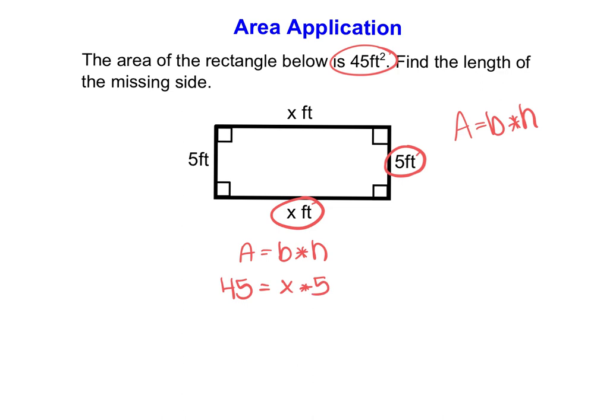Now, if you don't like how that's written, multiplication is what's called commutative, so it doesn't matter which order we multiply in. So you can rewrite this as just 5x if you would like. It's the same thing. Now we just need to solve this equation, which we can do by dividing each side by 5. We find that x is equal to 9 feet.